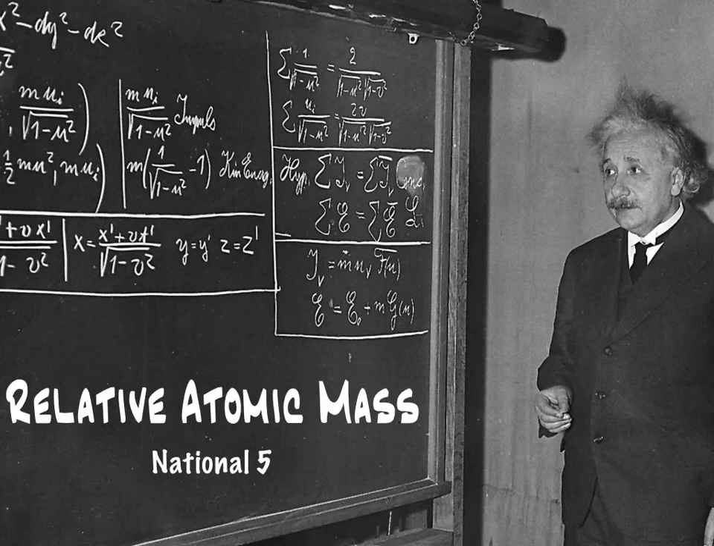Hello, and welcome to my first video on calculations for National 5 Chemistry. National 5 is a qualification studied in Scotland and is generally studied by young people about the age of 16. Today we'll be talking about relative atomic mass.